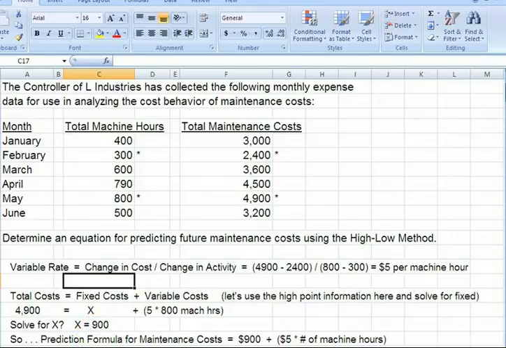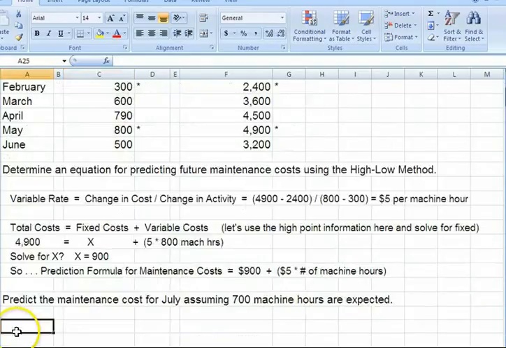So the prediction formula you would have for upcoming months would be an assumption that the fixed cost portion of maintenance cost is $900 per month. The variable cost portion would be $5 times the number of machine hours we expect to incur in that future period. So on an exam, I might ask you to come up with a formula and use it to predict what a future cost would be.